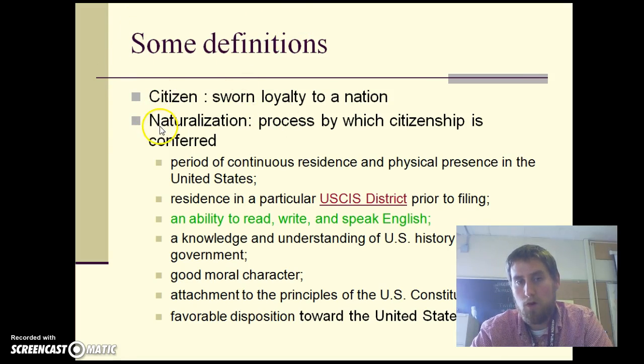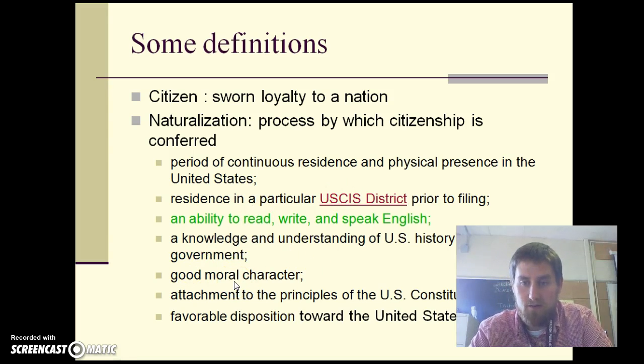Naturalization, this is probably the most important word we're going to be talking about, and I talked about it earlier, is the process by which citizenship is conferred, or is how people go from being an immigrant to being an American citizen. And it starts with a period of continuous residence. So you have to live in the United States with permission from the government for at least 5 years before you can become a citizen. You see here in green, it says you have to be able to read and write and speak English. You have to have a knowledge and understanding of U.S. history and government. Very important, right? This is why we take U.S. history. All citizens should understand their history.